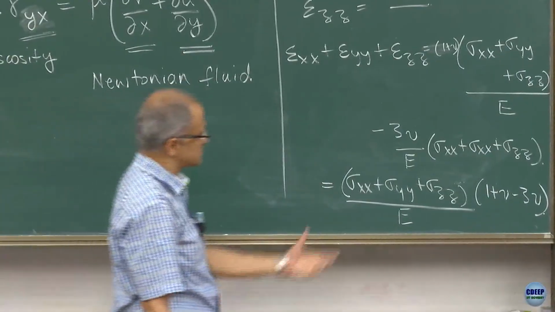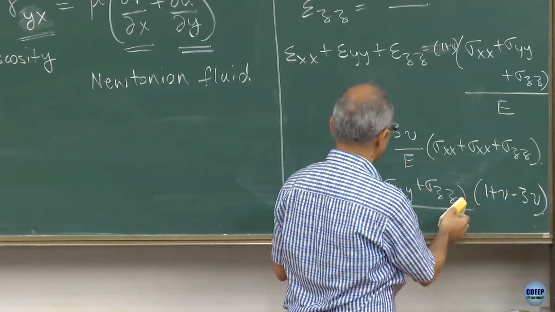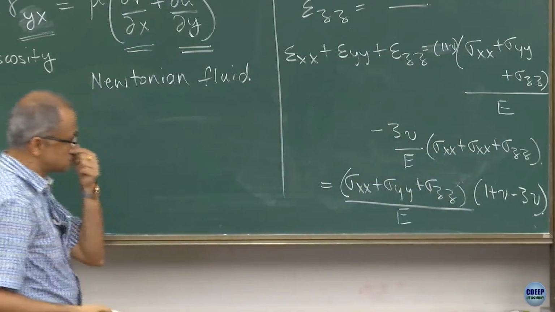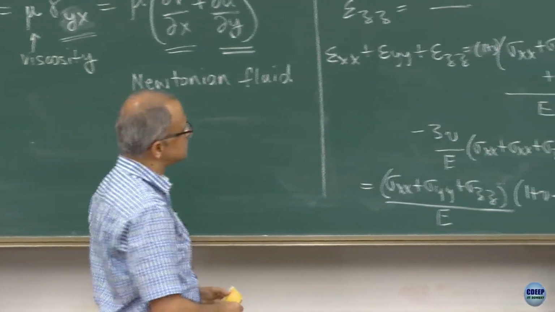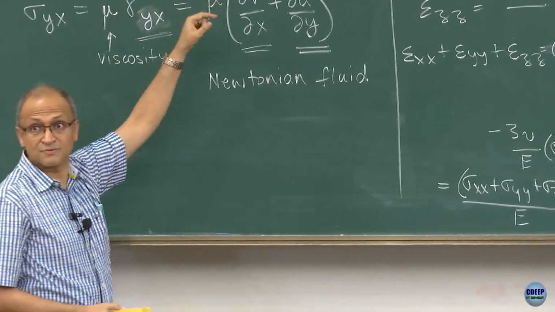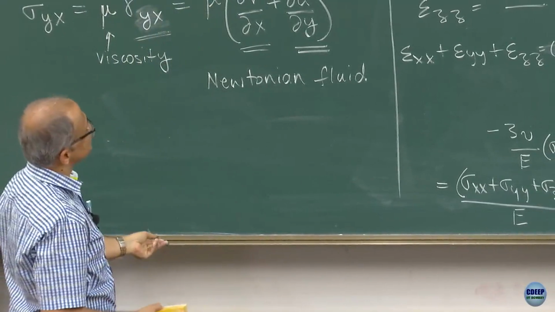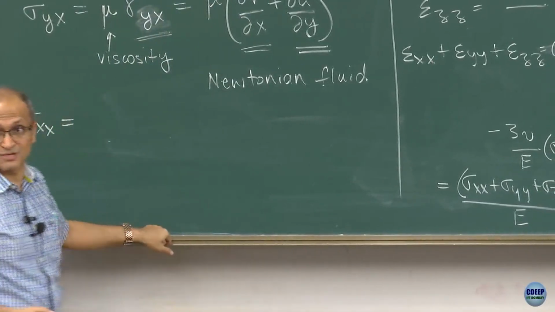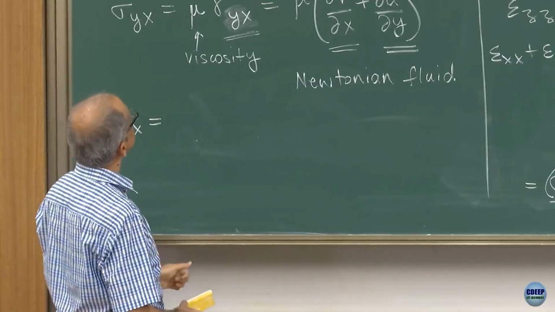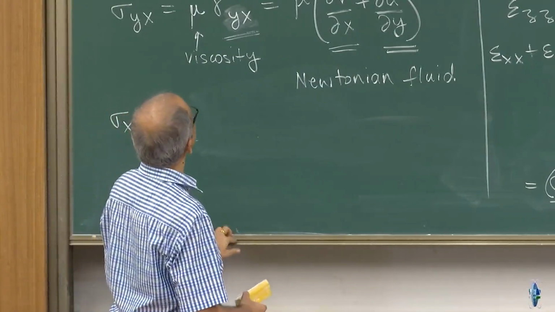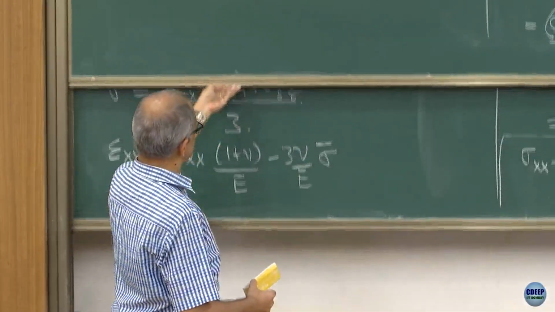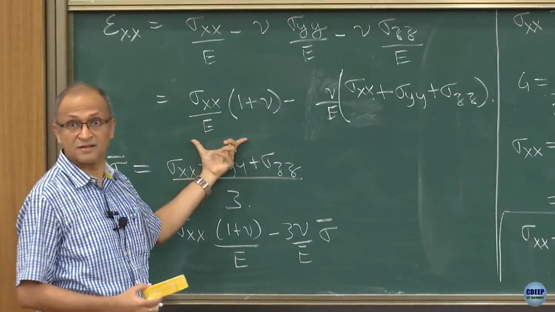Then I just take out this term in the bracket as common, divided by E, which is common, and then I just add up the others. 1 plus nu will not come, it will be there, no? 1 plus nu is here. Anyway, you can go back and check that. I don't think there is a mistake here. Where is the issue? Sigma yy. So this is correct, right?